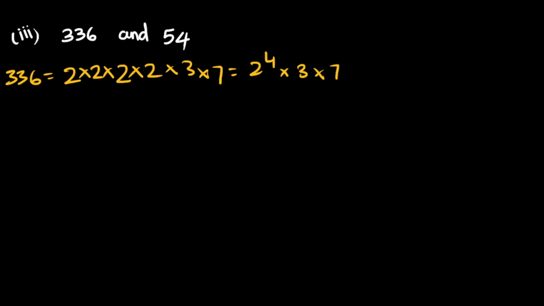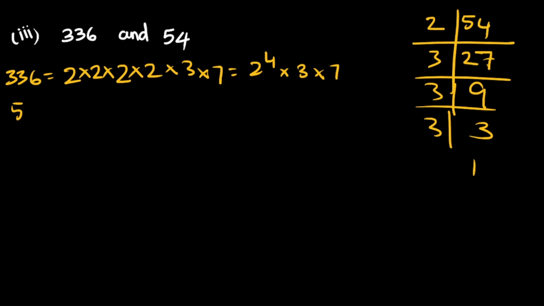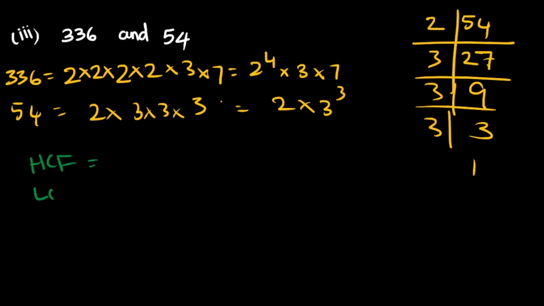Right. Now for 54, 54 can be written as 2 into 3 into 3 into 3, which is equal to 2 into 3 raised to 3. Listen carefully here. We need to find the HCF and LCM, right? So HCF and LCM you have over here. We have to find it out.